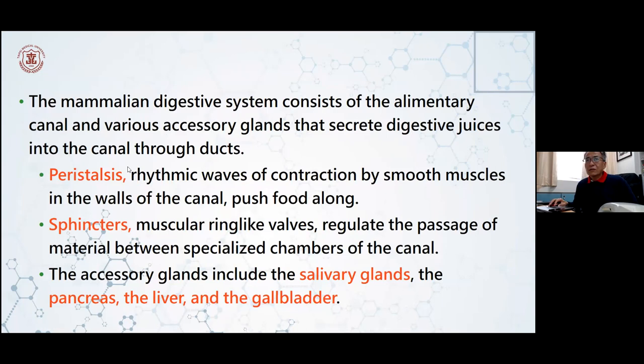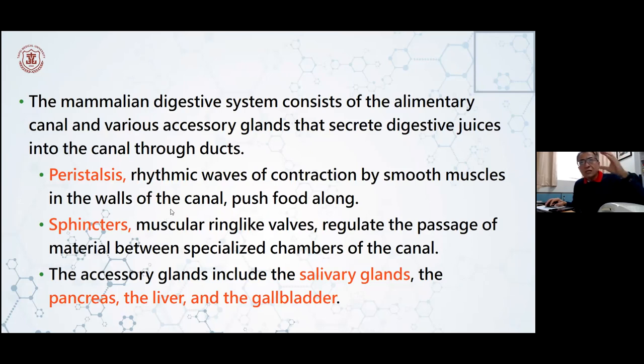So there are several terms. Usually we can say the peristalsis. Peristalsis is the movement of the digestive systems. So peristalsis is the rhythmic wave of the contraction of the smooth muscle in the wall of the canal. In the esophagus or intestine, they will peristalsis. They will move the foods forwards. So the peristalsis is often found in the smooth muscle in the wall of the digestive systems. They will push the food along.